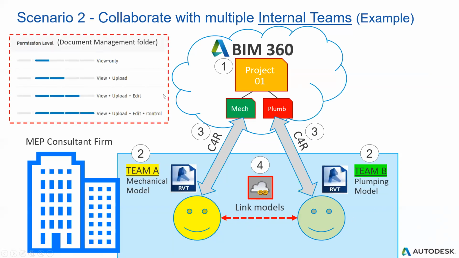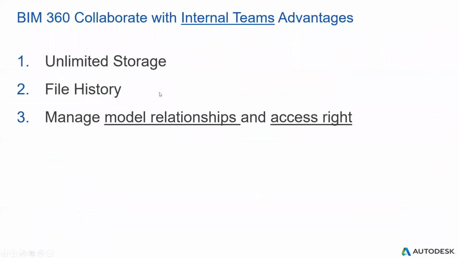However, for the folder, now we have the permission. We have 5 grades of permission, which allow, for example, me to only allow this piping team to view my model only, but not upload anything or edit anything. However, I can benefit from him, or he can benefit from me, because he can always get my real-time model to do his work. Okay. So this is the benefit of using BIM 360 inside a company with different teams.